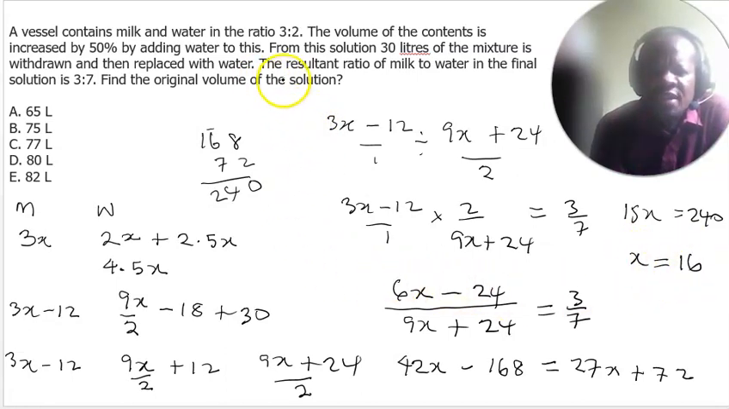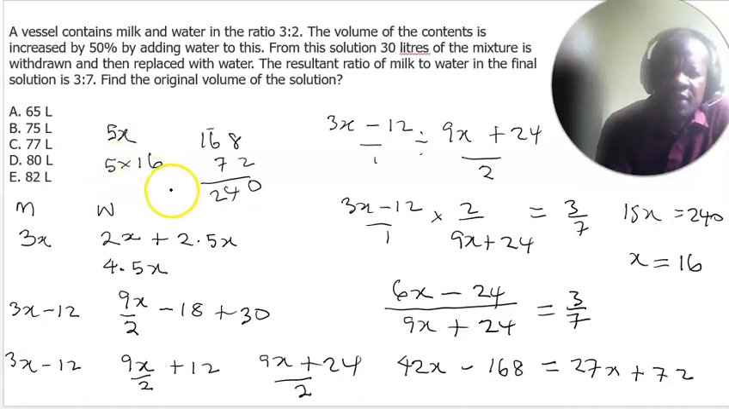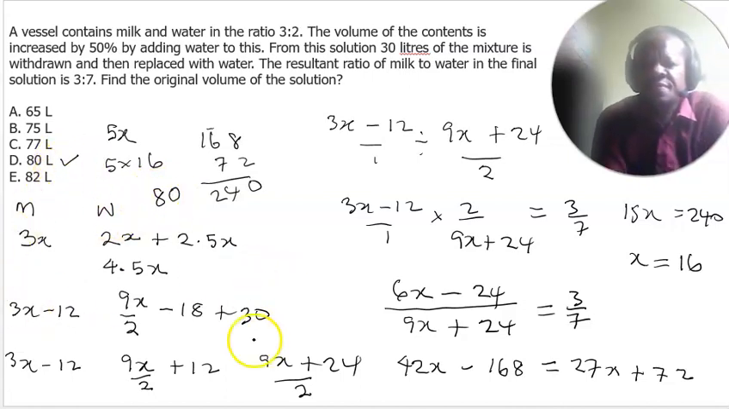Now the question is asking us to find, sorry, the last part: find the original volume of the solution. The original volume is 3x plus 2x, the addition gives us 5x. So the original volume of the solution is 5x, and we got x to be 16. So 5 times 16 is 80 liters. So D becomes our answer.